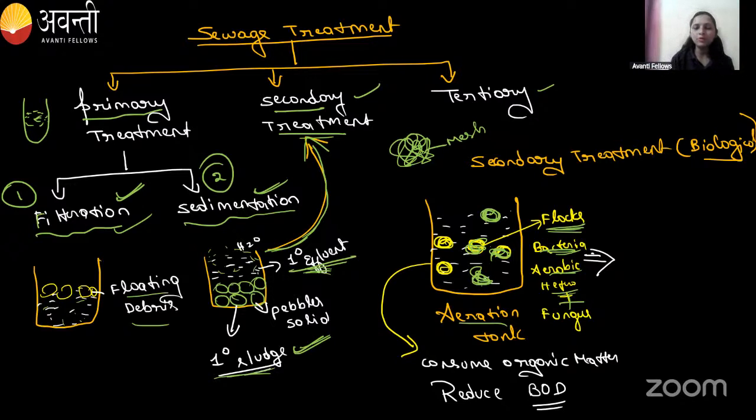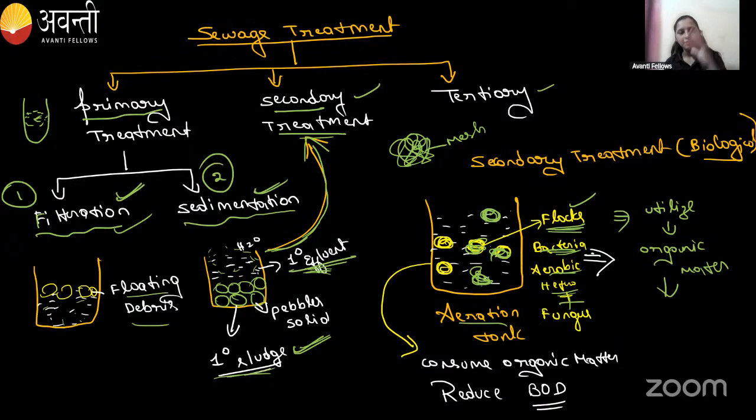So now to remove the organic matter, we take the water into the large aeration tank, remember, and to that water we add the bacteria along with fungus that will form a mesh, which we are going to call a flock. Okay, so now these flocks start to utilize the organic matter. Now what it will do is reduce the BOD. It will reduce the BOD.